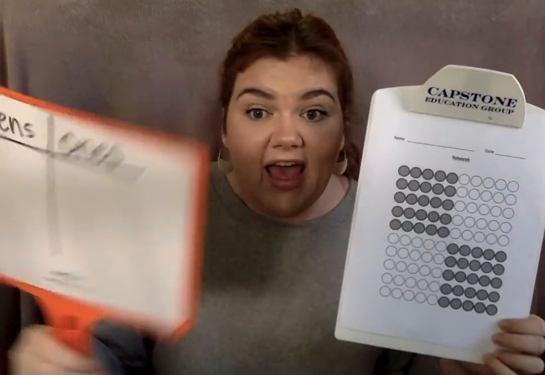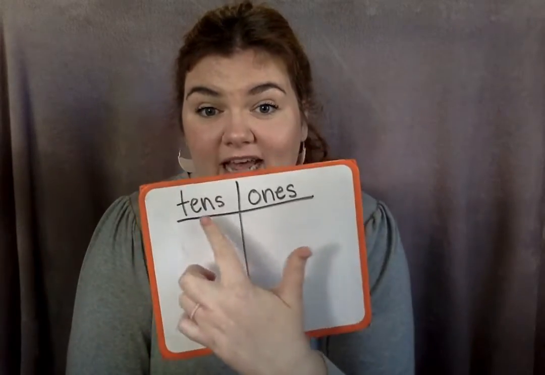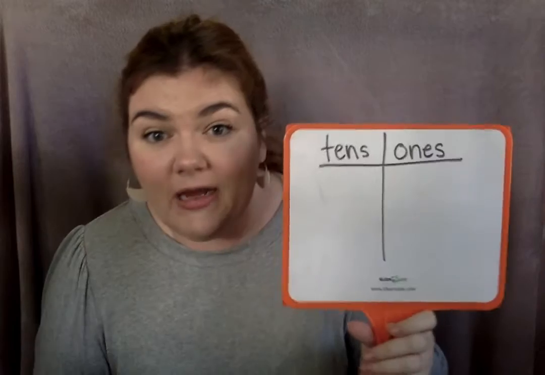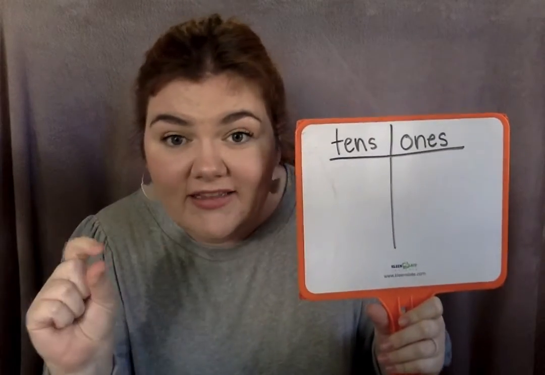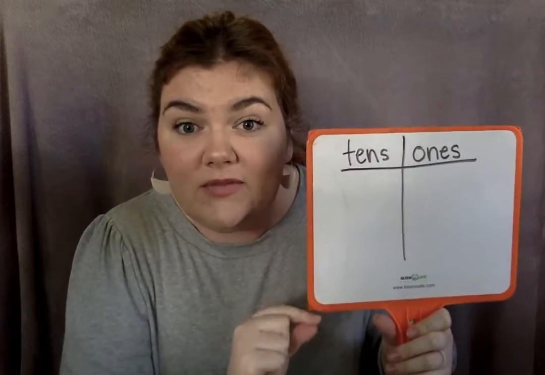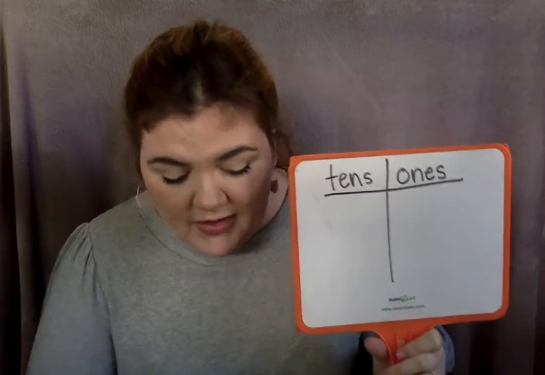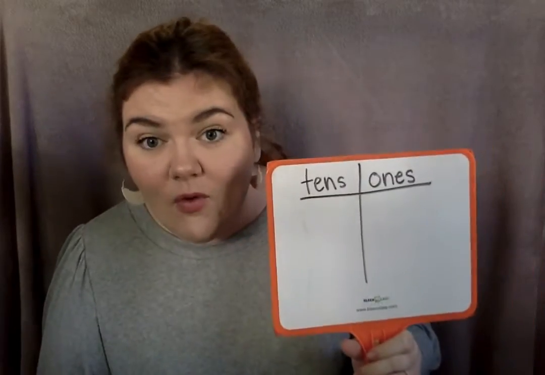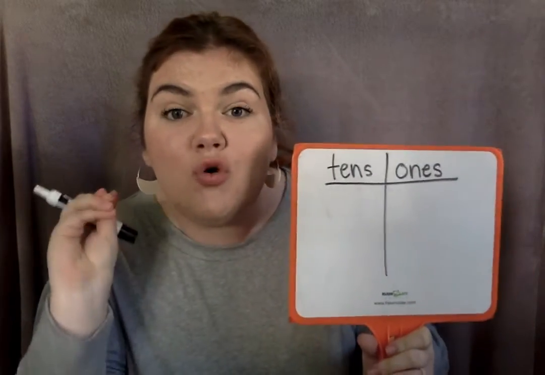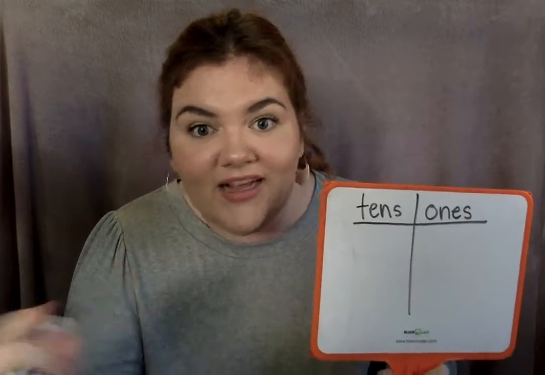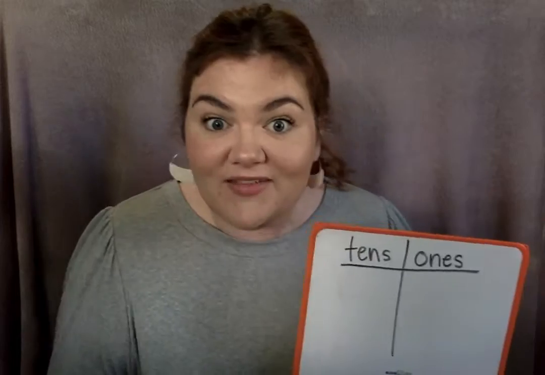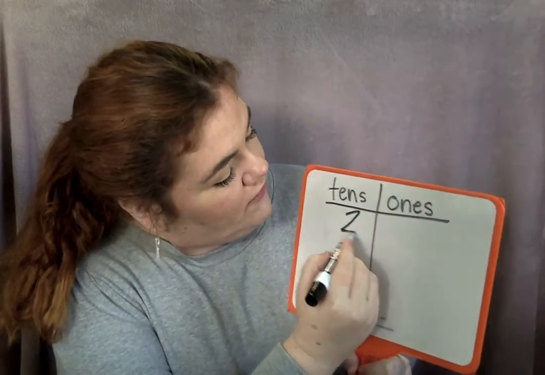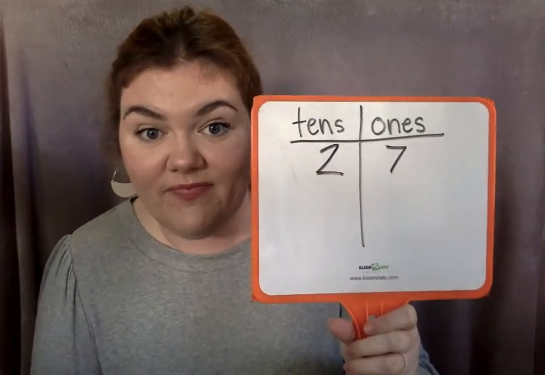So I have my kind of like my T chart here where I have my tens and my ones, and I'm going to write a number here. And we're going to look for that number. We're going to find the tens, and then we're going to find some ones, and we're going to see if we can find a number. Okay, so the first number that we're going to look for is the number 27, because that's how old Mrs. V is. I'm 27, and you know, that's how old Mrs. Gloria is. We're both 27, so we're going to look for the number 27.